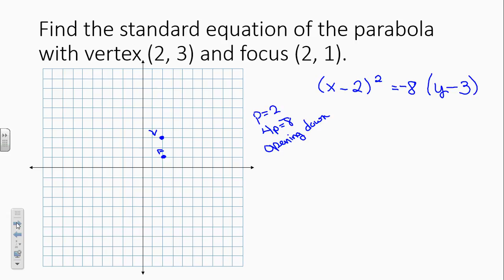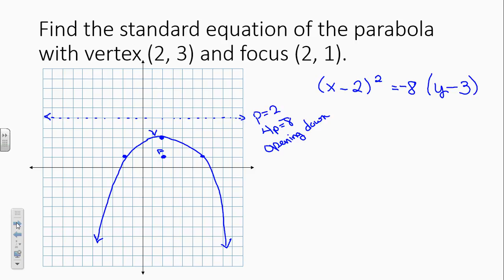Since we went down 2 from that focus, we're going out 4 in both directions. And that helps us sketch it. And we're sketching, not graphing. Getting a good look at what it's going to look like. And then what would our directrix be? We need to go up 2, right? And it will be a horizontal line because it's got to be perpendicular to the axis of symmetry.